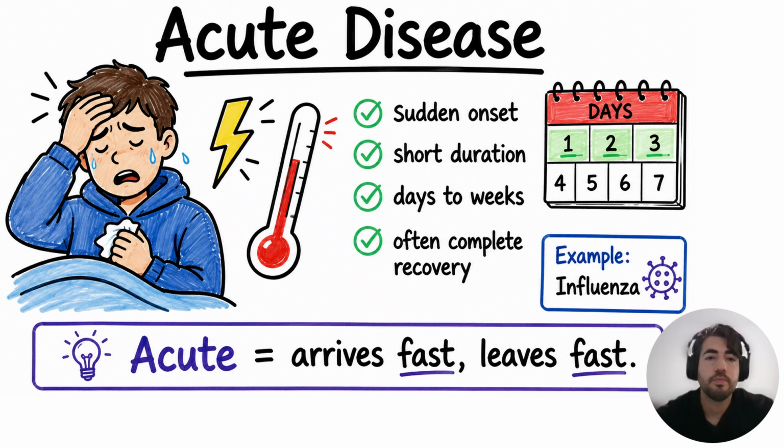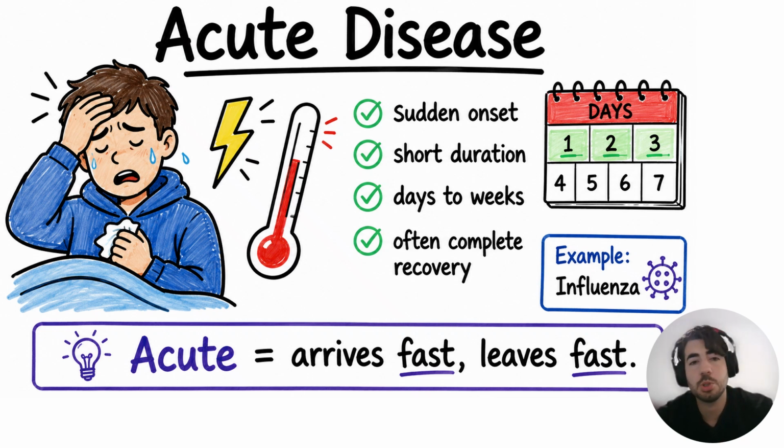Now, let's start with the acute part. Acute basically means quick, okay? So the symptoms start suddenly, and the illness usually lasts a short time, like a few days or a couple of weeks. So a simple example would be influenza. A person may feel fine at first, and then suddenly they have fever, chills, body aches.